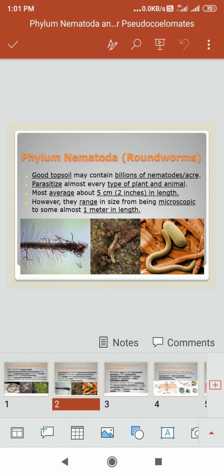Good topsoil may contain billions of nematodes per acre. They are found in soil, and these parasitize almost every type of plant and animal. The average size is about 5 centimeters, that is 2 inches, in length. However, they range in size from microscopic to almost 1 meter in length.